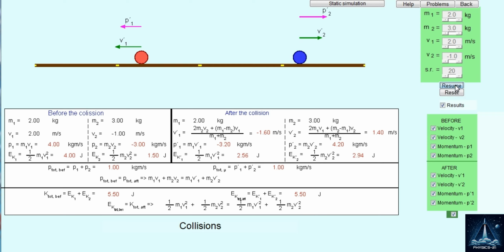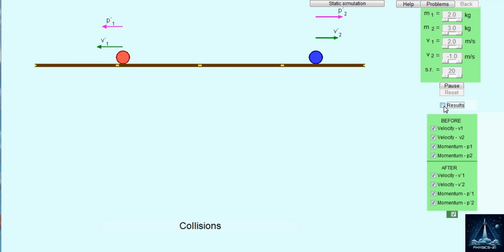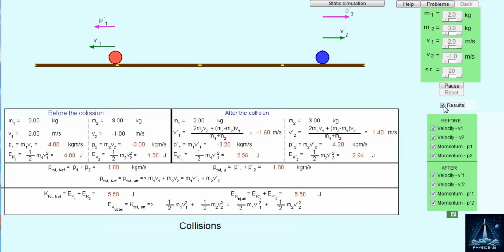We can interrupt the motion. We can hide the vector quantities of the phenomenon. We can hide the results table.